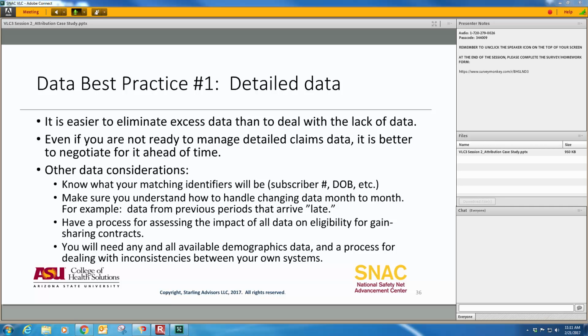You will need any and all available demographic data and a process for dealing with inconsistencies between your own systems. What I mean by that is just try to get as much patient identifiable information into those data records so that you can do the best job of matching that you can, realizing that you're going to find some interesting things when you start comparing these data sets to your own record-keeping systems. Mismatched names, mismatched dates of birth, patients that aren't in your systems at all, patients that are in your systems but not on the list and you feel they should be. So having a plan for how to deal with that is going to be important.